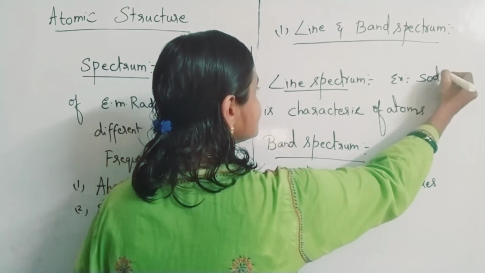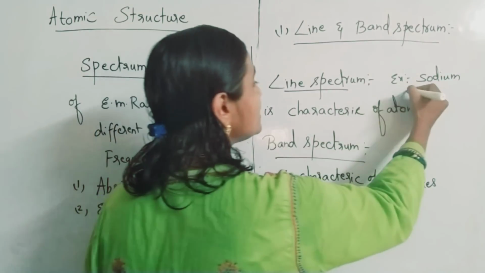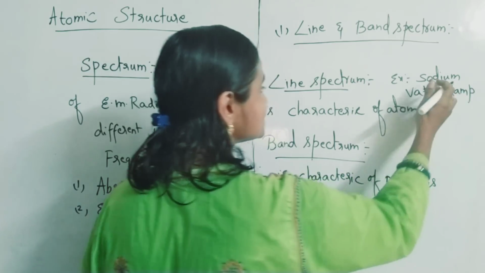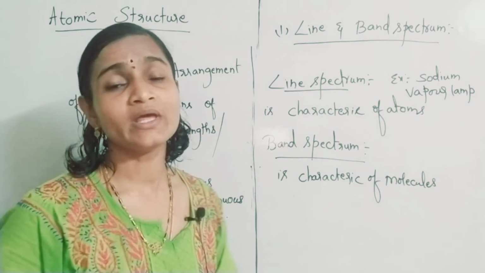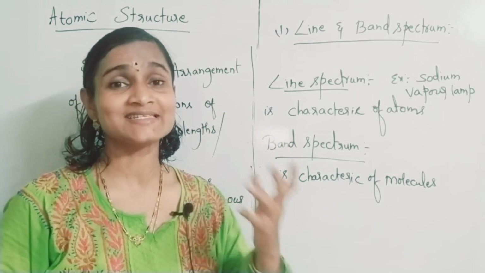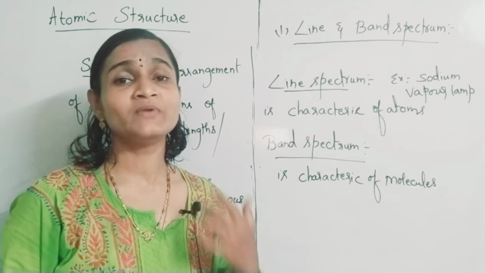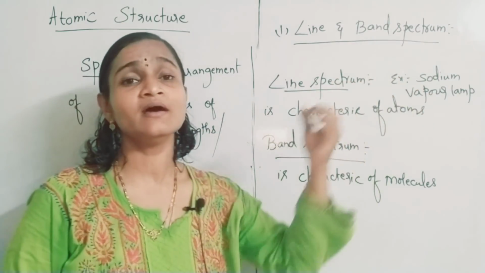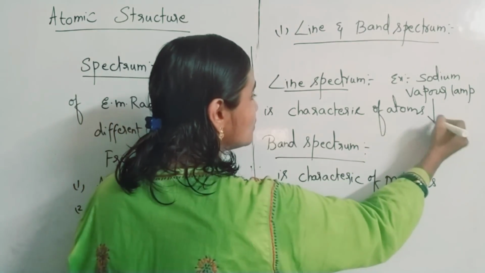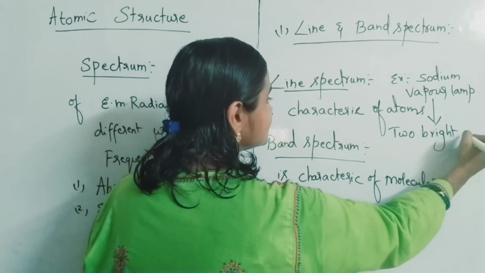So, line spectrum examples you all know. Sodium vapor lamp is the best example, and most of the time it is asked in EAMCET also. Sodium is in an atomic state. Neon lamps, too. Wherever gas-filled lights are there, like disco lights, gas is filled. If the gas is in an atomic state, the spectrum so obtained is called a line spectrum. In the case of sodium vapor, you will find two bright lines in the yellow region.